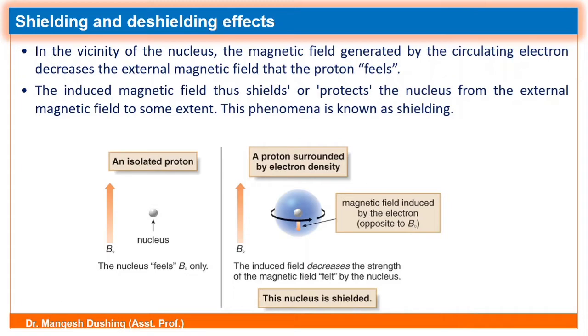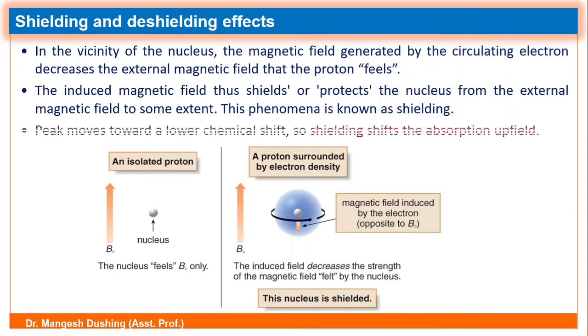So now the idea is clear from this diagram. The peaks move towards the lower chemical shift, so shielding shifts the absorption towards the up field. Up field because we are required to provide more magnetic field, since some of the magnetic field is compensated by the induced magnetic field. That's why the absorption shifts towards the up field, higher magnetic field. That's why this is called up field.